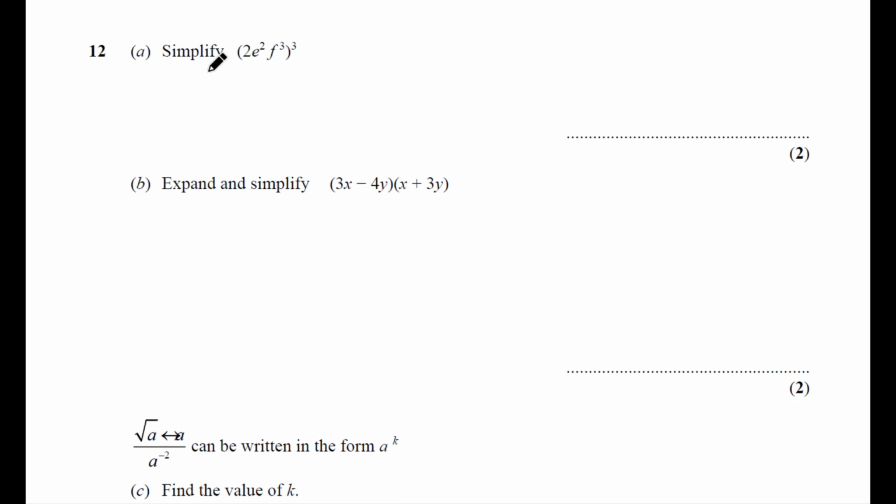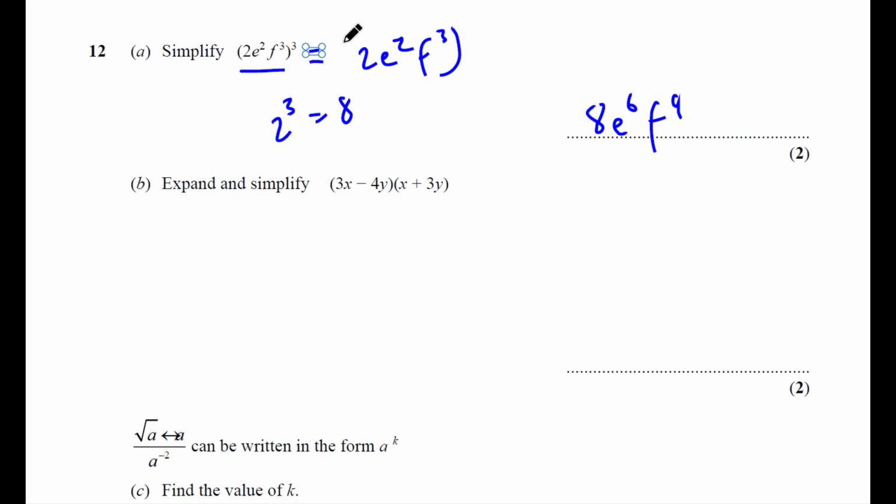Okay, question 12. This throws out people a lot because you're cubing everything in the bracket. So do remember what 2 cubed is. That's 8. So that's going to be 8e. We multiply the powers because it's in brackets to the 6 and f to the power 9. That should make sense because this is the same as writing this. So I'm just putting this here for understanding why that works, and that's quite easy done.